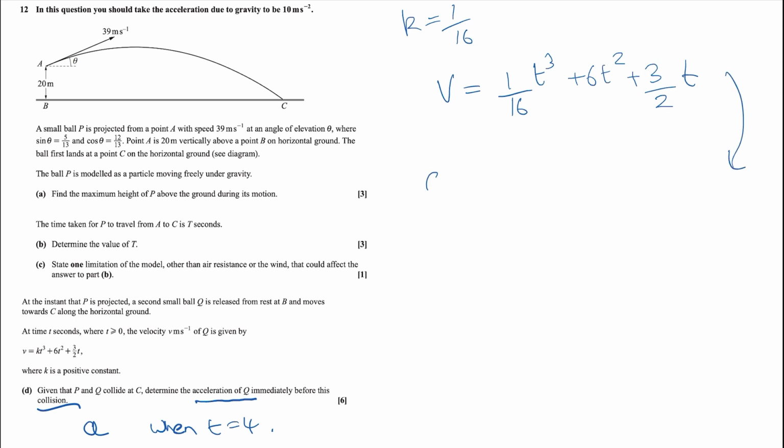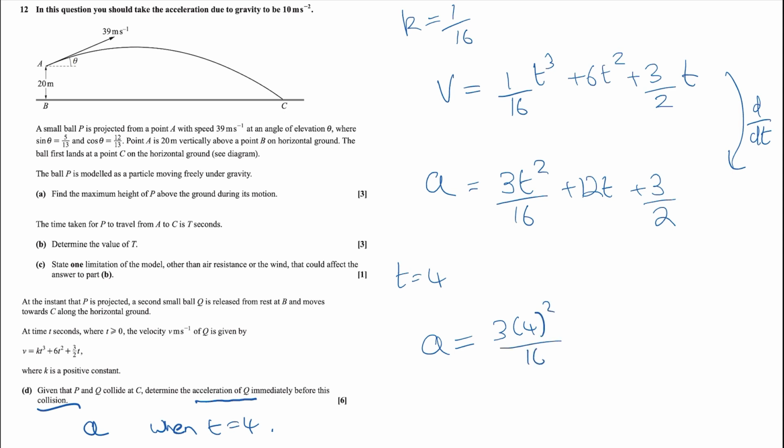Okay? And I think we have everything we need to do this. To get to a, we need to differentiate. Remember, if you're going from v to a, you differentiate. If you're going from v to s, you integrate. So this differentiates to 3t squared over 16 plus 12t plus 3 over 2. So when t equals 4, a is 3 lots of 4 squared over 16 plus 12 lots of 4 plus 1.5.